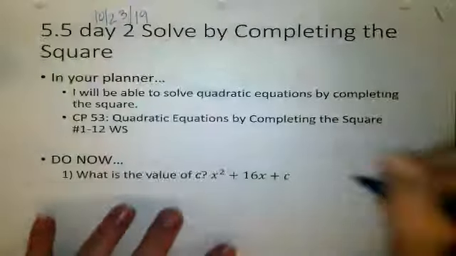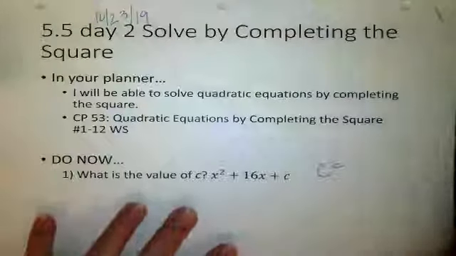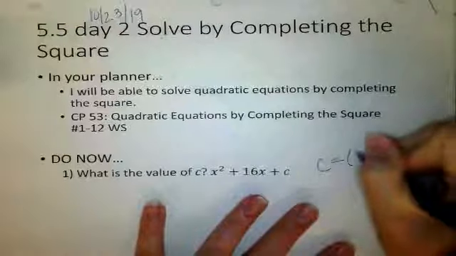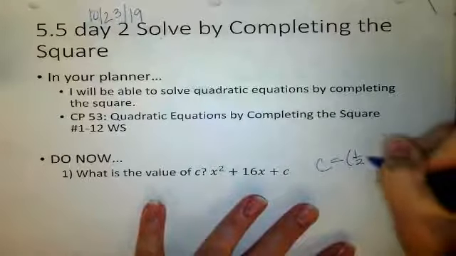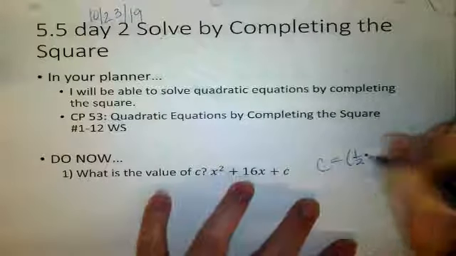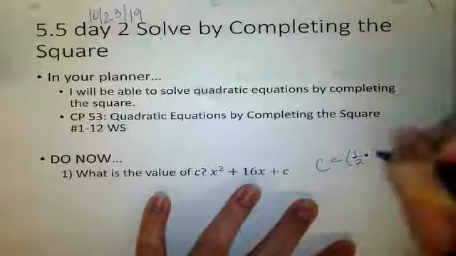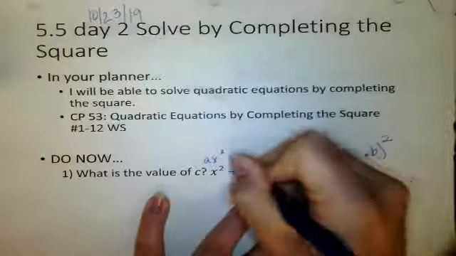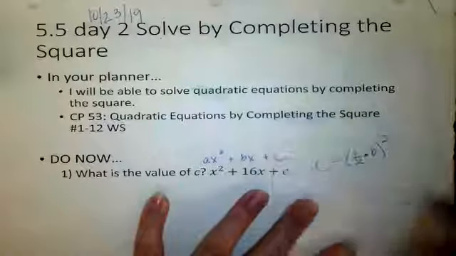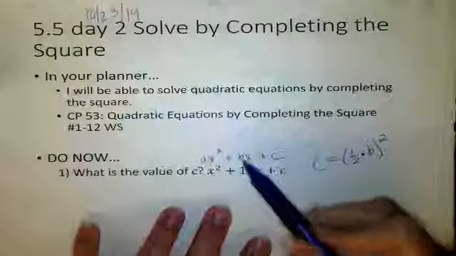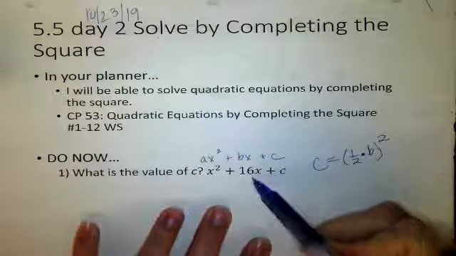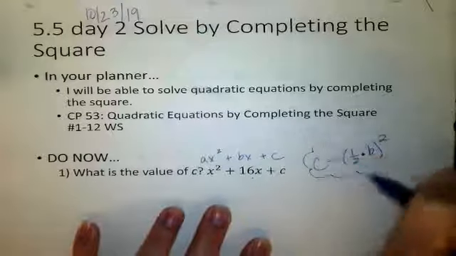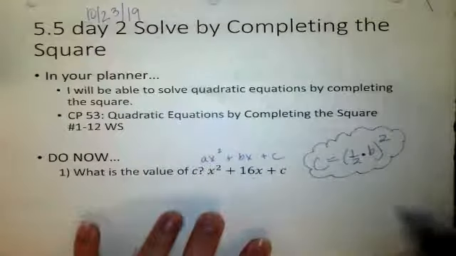So first of all, how do you figure out C? C equals half of what? In this case, it's 16. What would it be generically? Half of B, quantity squared. Yeah. We talked about AX squared plus BX plus C. B is the number in front of the X term. And so this is how we calculate C generically.